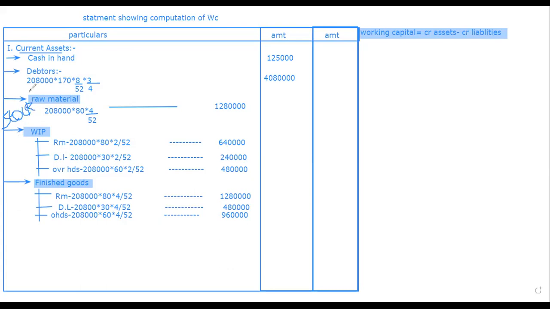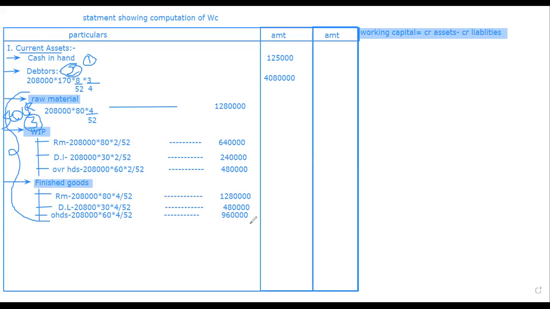This is our total. From here till here, it is the stock information only. So the first part is this one. My first part is cash in hand. My second part is debtors. And our third part is the stock. So stock is divided into how many parts? Raw material, work in progress, and the finished goods.